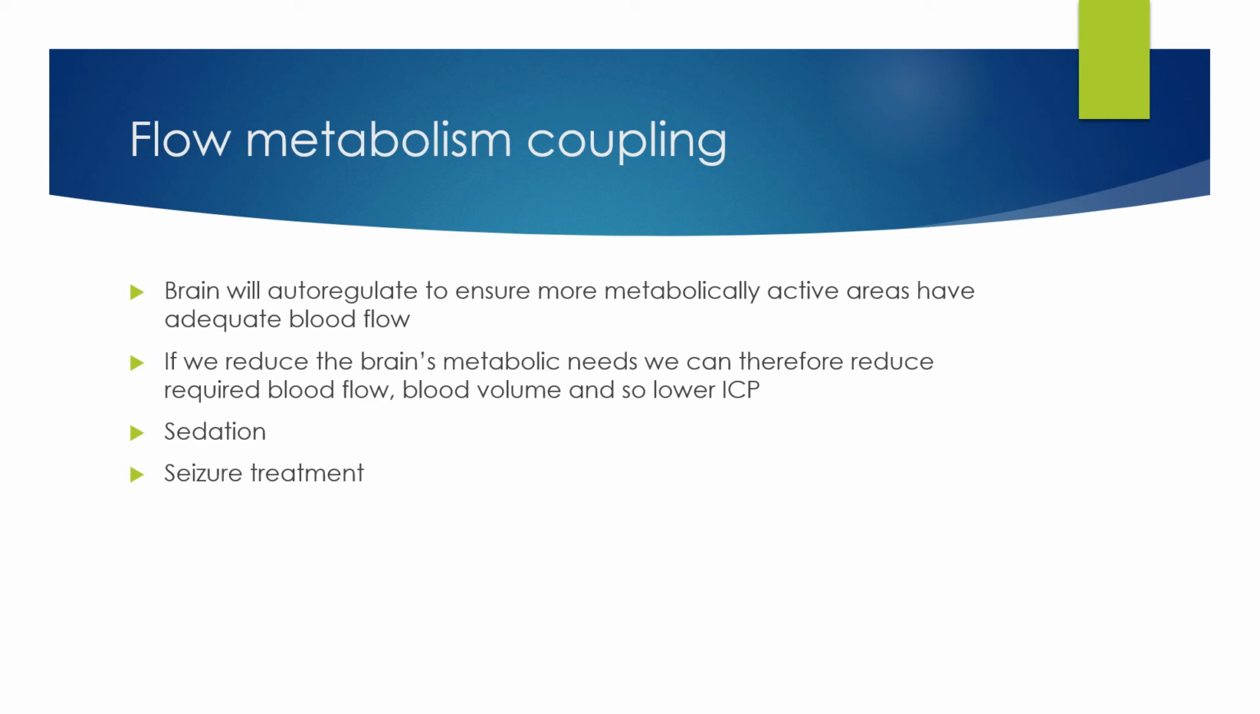Your brain will auto-regulate its blood flow to ensure that more metabolically active areas have adequate blood flow. This is known as flow metabolism coupling. So if we can reduce the brain's metabolic needs, we can therefore reduce the required blood flow, therefore blood volume, and so we can lower ICP as well. And this is about doing two things well for your patients. The first is to optimize sedatives, and the second is to have a very low threshold for considering seizures in traumatic brain injury patients and going ahead and treating them.